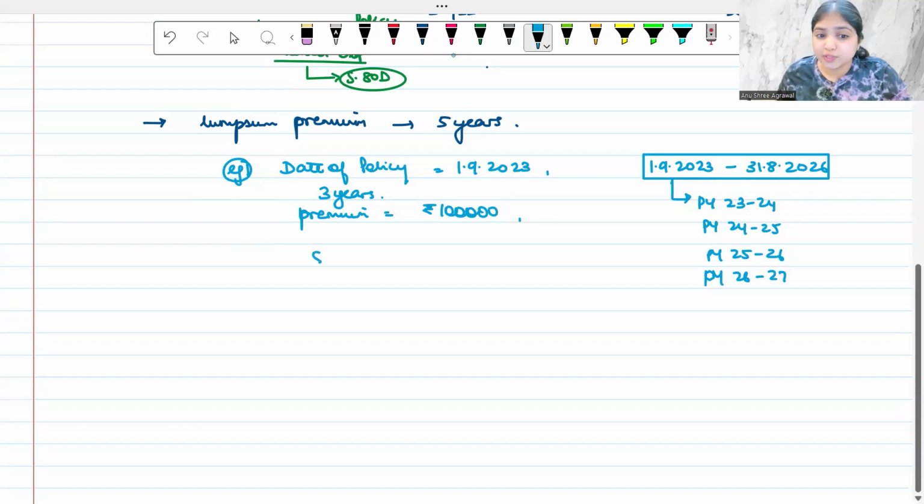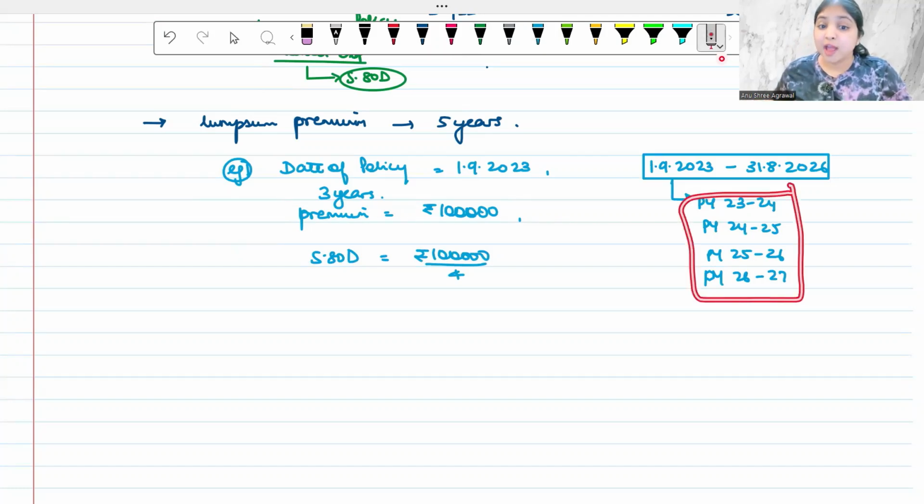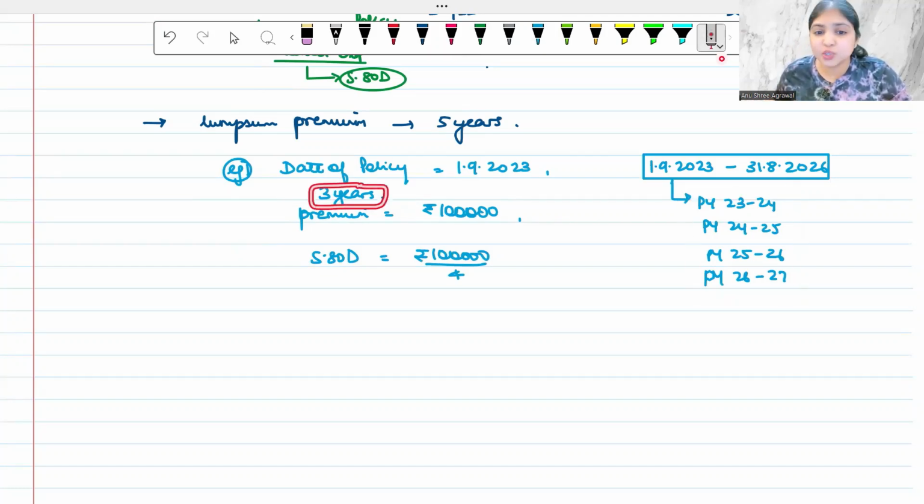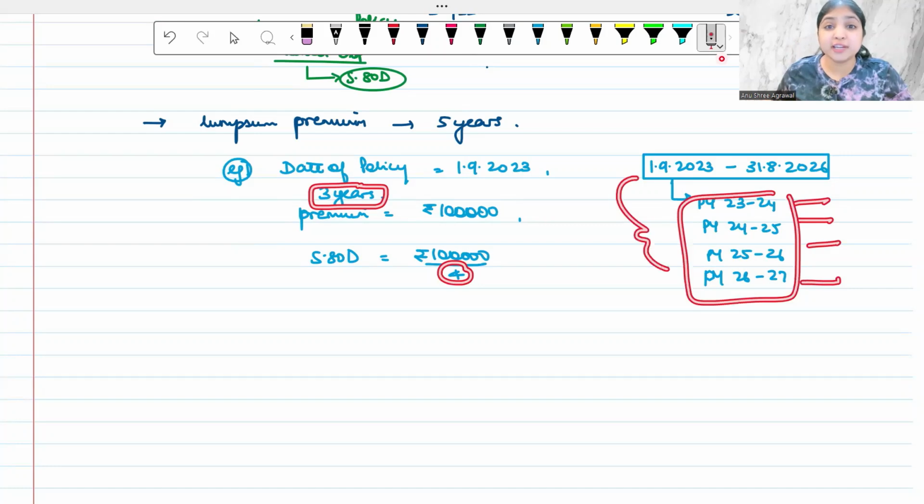So what you will do is your Section 80D deduction is going to be 1 lakh rupees divided by 4. You're understanding? You will see how many years the policy has touched upon. Just because the policy is for 3 years, you will not divide it by 3. You will see the policy is touching upon how many years, and for those many years, you will proportionately divide the premium.